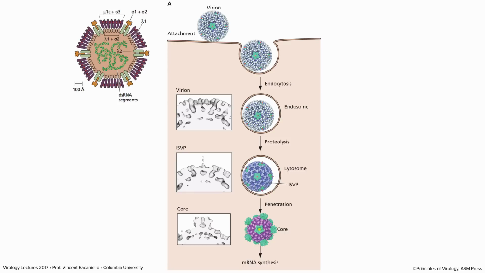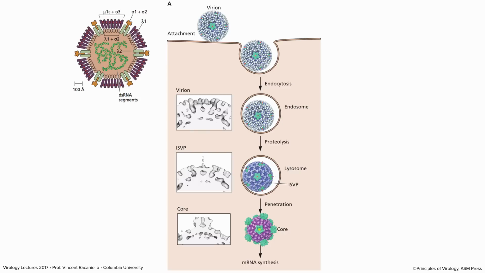So what happens is the outer layer of the capsid is stripped off by the proteases that are delivered to the endosome by the lysosome. And first, the outer proteins are taken off. You have the virus particle that comes in. You then have an intermediate subviral particle. And then finally, you have what's called a core. So the entire outer surface is stripped off. And in so doing, it exposes hydrophobic proteins on the inner core. And that allows the virus to penetrate out from the lysosome into the cytoplasm.